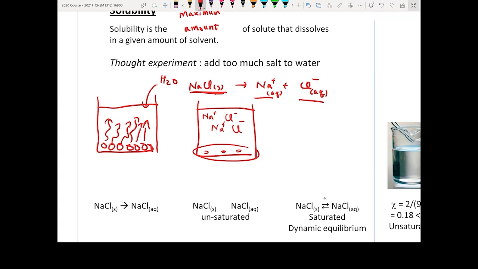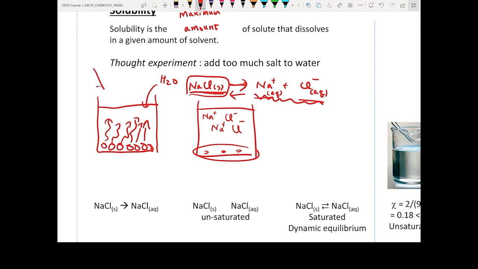One is your sodium chloride salt becoming invisible Na+ and Cl-. But when you have more and more Na+ and Cl- in your solution, they also start to form the salt. So these two will become an equilibrium process. It's a dynamic equilibrium. It means both directions are happening all the time.